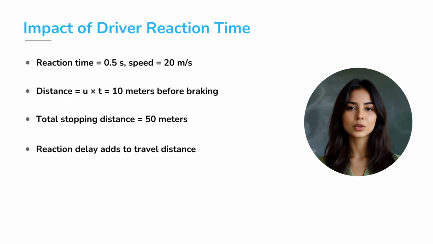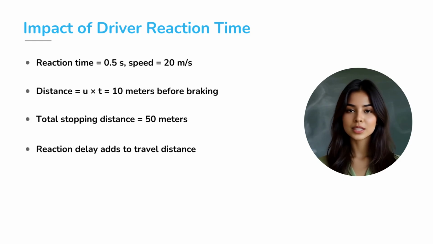Let's not forget a crucial real-world factor, reaction time. Before the brakes are even applied, the car continues moving. Let's say the reaction time, t, equals 0.5 seconds, and the speed, u, equals 20 meters per second. Using the equation s equals u times t, we get 20 multiplied by 0.5. That gives 10 meters traveled before braking begins.